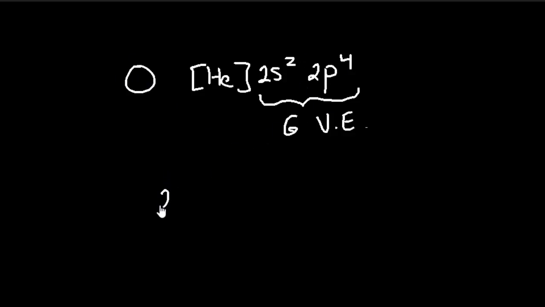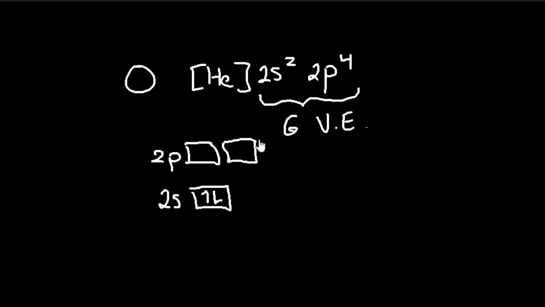So I'm going to take a look again. The 2s is an S sublevel. S sublevels always have one box, 2 arrows, because there's 2 electrons. 2p, we've got 3 boxes because there are 3 p orbitals. There are 4 electrons that have to go in there. 1, 2, 3, and 4. So I have a pair, and then 2 by themselves.